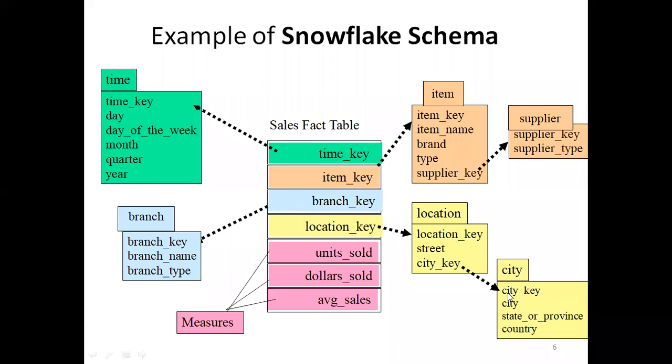Now look at this diagram. What you can see is a fact table here, that is the sales fact table, and it has been connected to item, time, branch, measures, location, and these two we'll discuss now.